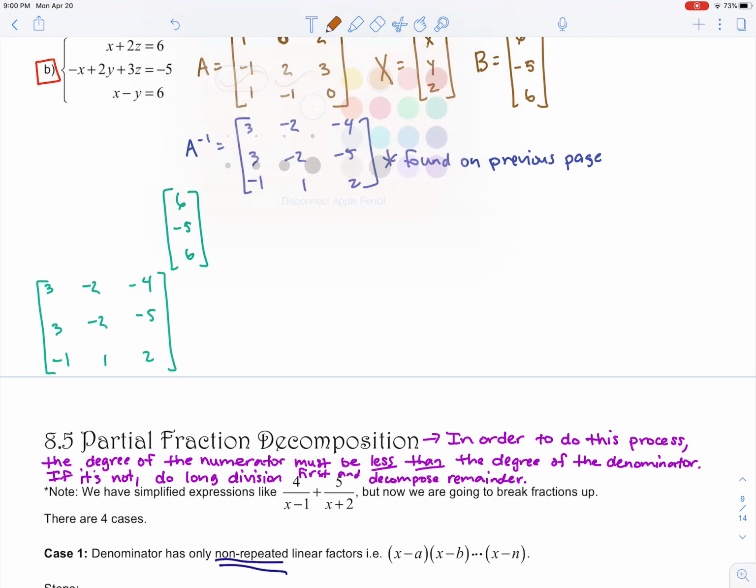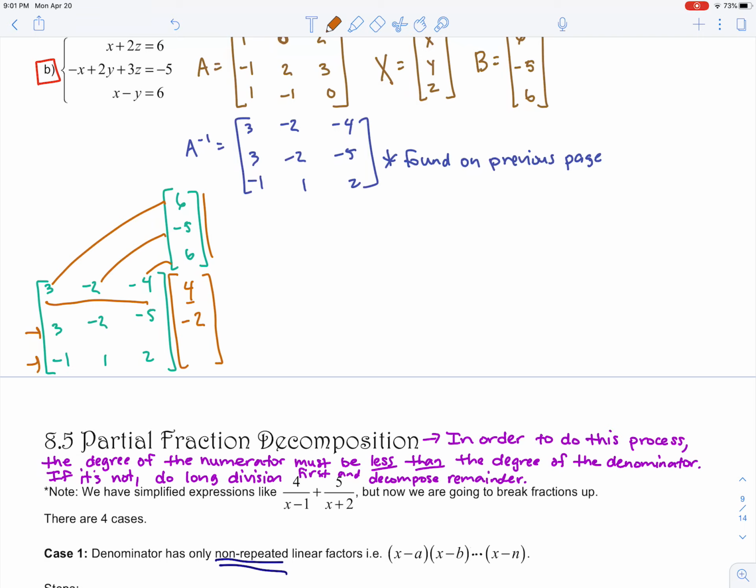So our product will be a 3 by 1 matrix, as it should be. And it will just be the values of X, Y, and Z. So we learned how to multiply matrices above. So I'm going to start with this row and this column to fill in this spot. So 3 times 6 is 18. 18 plus 10 is 28. 28 minus 24 is 4. Move on to the next row. 3 times 6 is 18. 18 plus 10 is 28. 28 minus 30 is negative 2.